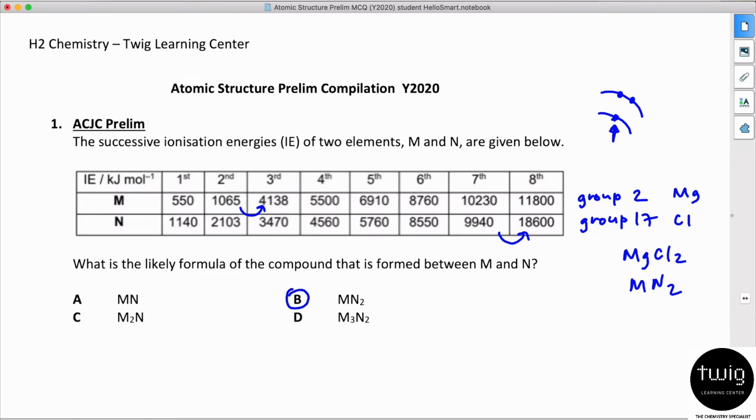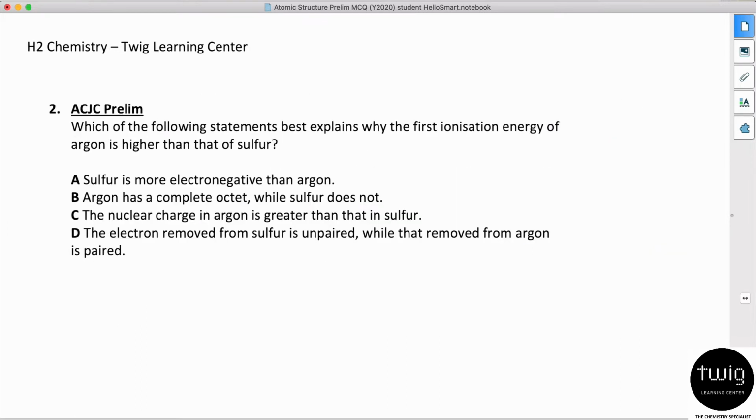All right, let's look at the next question. Which of the following statements best explains why the first IE of argon is higher than that of sulfur? In the same period, after sulfur comes chlorine, then argon. When you look at IE, you have to look at nuclear charge and shielding effect, which help to explain IE. So the answer for this question is C.